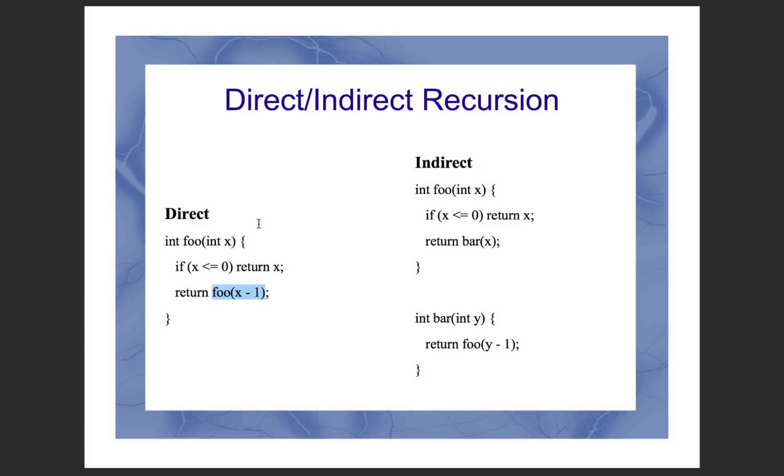What about indirect recursive functions? Now you can see that these are the foo function and the bar function. The foo function has some base case, and foo calls bar, and bar calls foo again. So foo calls bar, bar calls foo, foo calls bar, and bar calls foo. It's some kind of a cycle. So this is also a recursive approach.